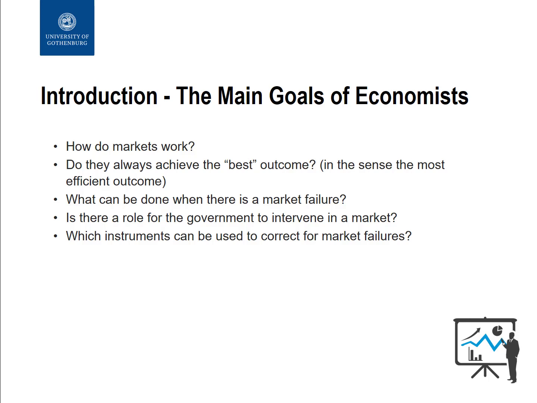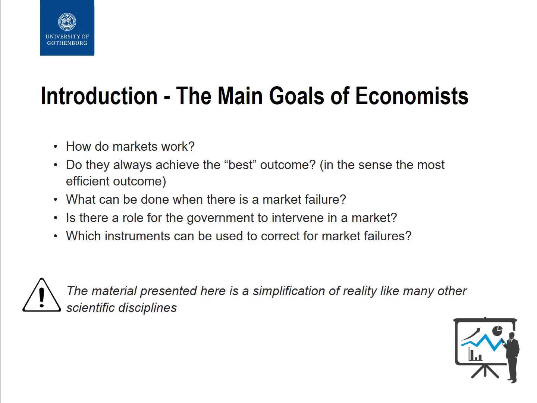Once we have derived demand and supply curves, the main questions economists are interested in are the following. How do markets work? Do they always achieve the best outcome? Best is employed in the sense of the most efficient. We will see this concept in another podcast. Sometimes markets do not provide the efficient outcome, and this is what we will call a market failure. So if there is a market failure, what can we do? Is there a role for the government to intervene in the market? If so, which instruments can be used to correct for market failures?